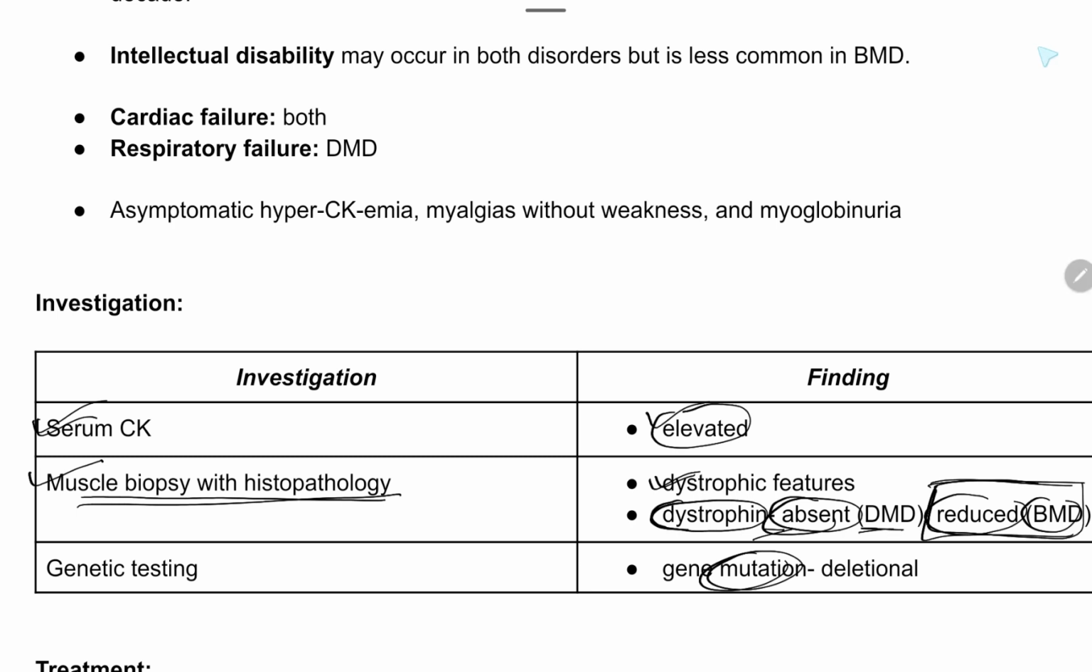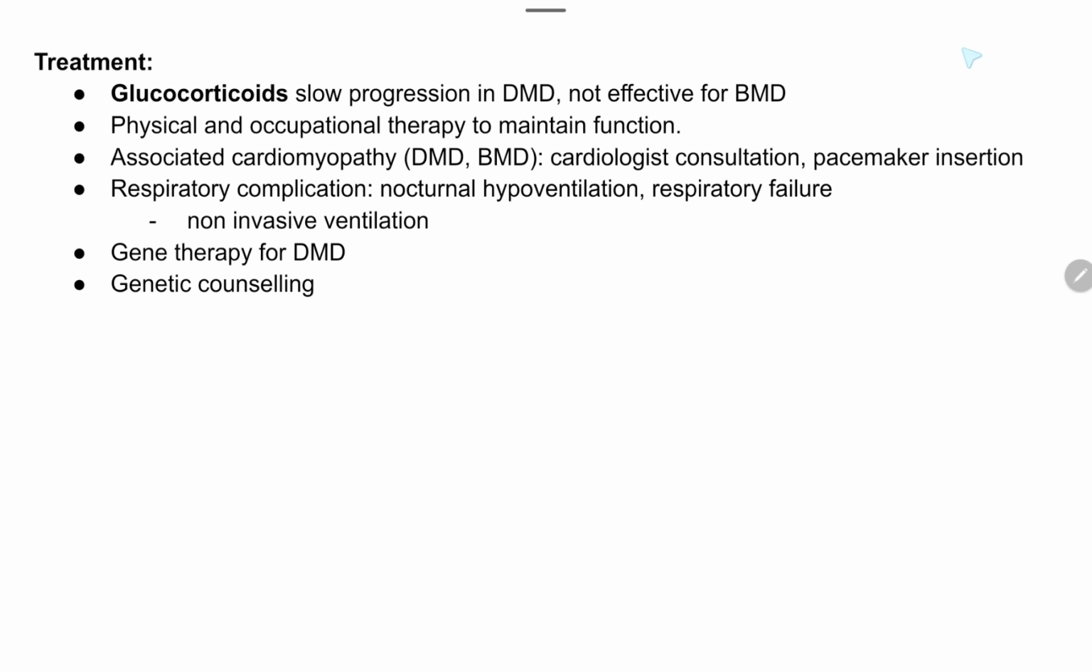So now I'll talk about the treatment of these two conditions. Glucocorticoids slow the progression in DMD. It is not effective for BMD. So in case of DMD, glucocorticoid is effective. It slows the progression, not halts the progression, but it can slow the progression of the disease process in DMD, but is not effective in BMD.